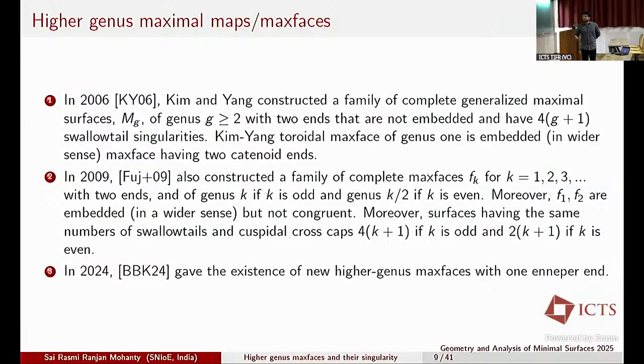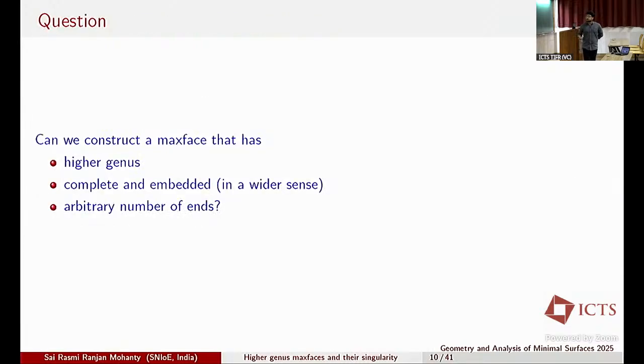So it is natural to ask: can we construct a Max space that has higher genus, is complete and embedded in the wider sense, and has an arbitrary number of ends? So in this talk, I am going to answer this question using one of the techniques previously discussed by Martin Traizet in the minimal surface case.